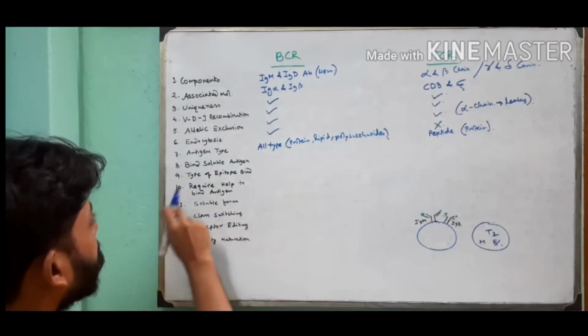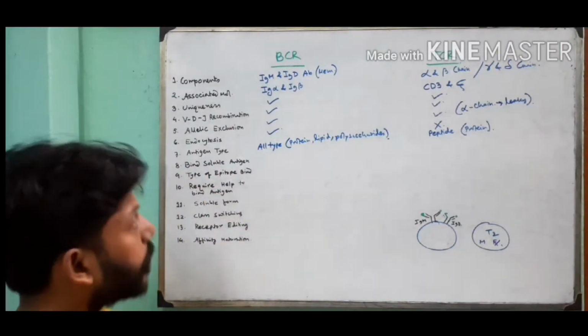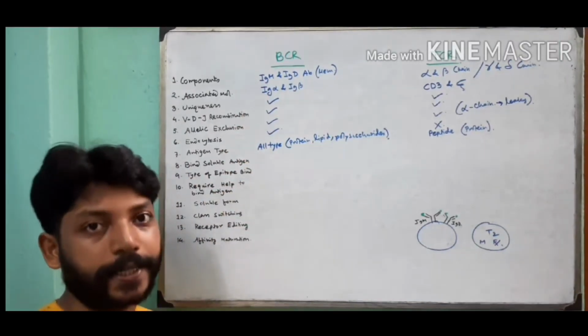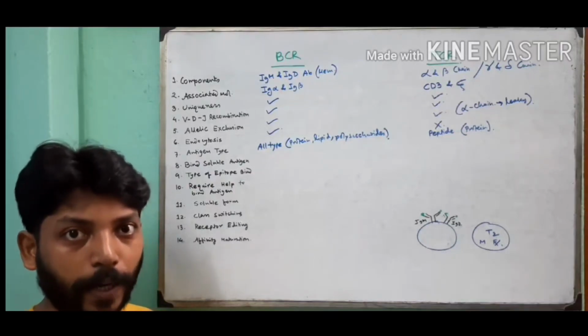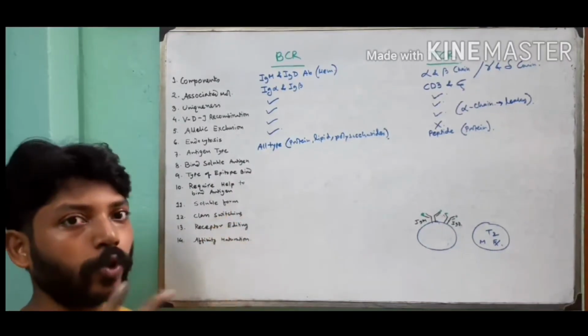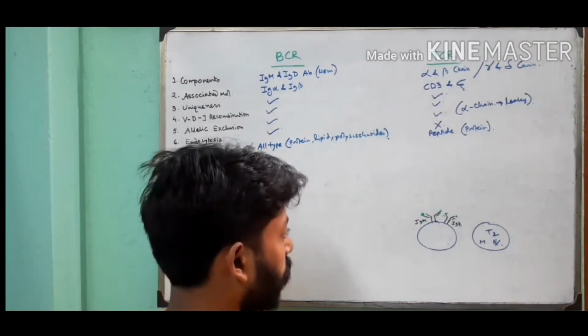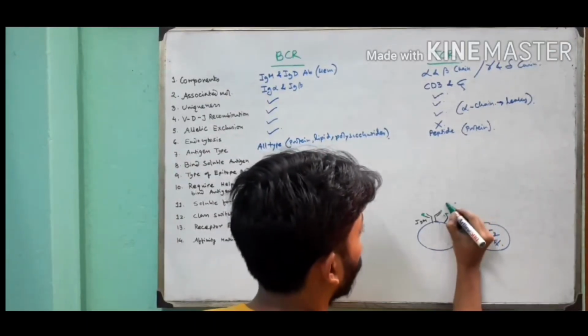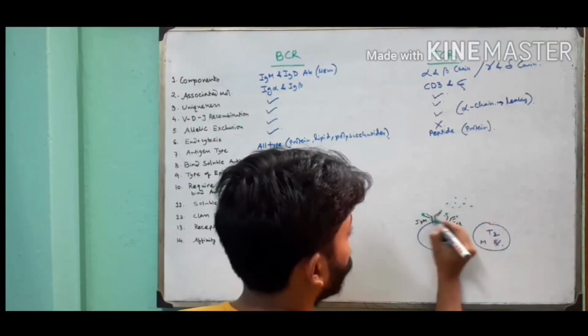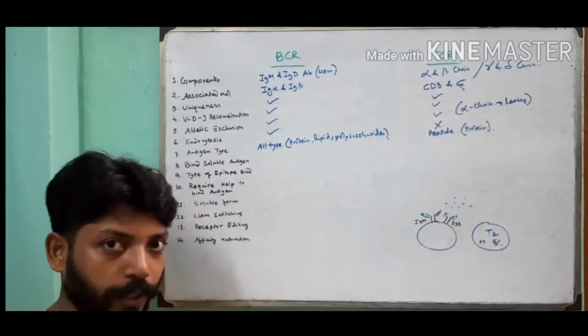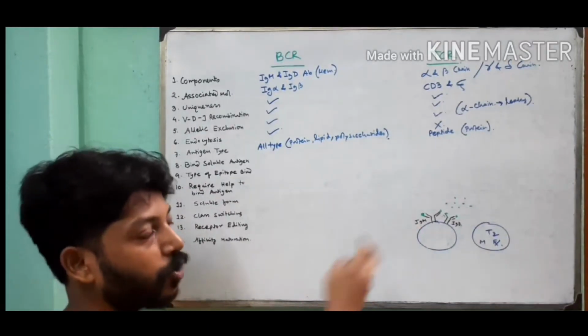Okay. The next is binding soluble antigen. The B cell receptor can bind with soluble antigen, not only membrane bound or any bound antigen. It can bind with soluble antigen. Soluble antigen means it is moving. This antigen is moving through blood, soluble. Now it can bind with the antibody, but T cell receptor cannot bind with that soluble antigen.